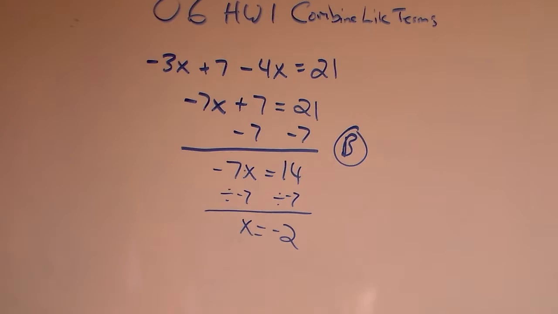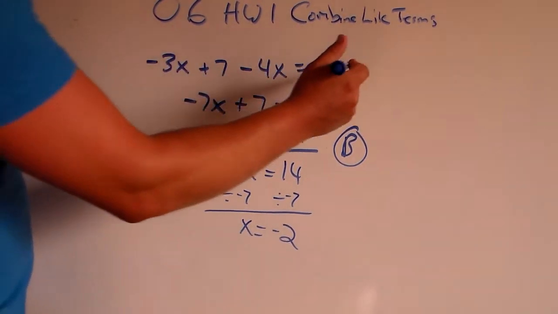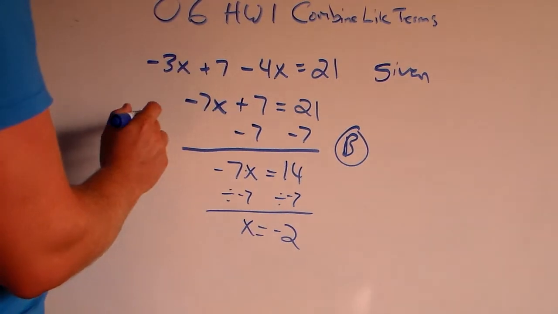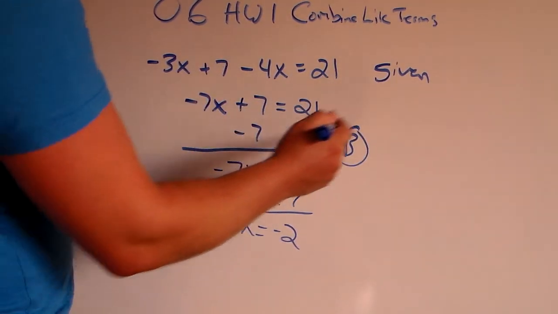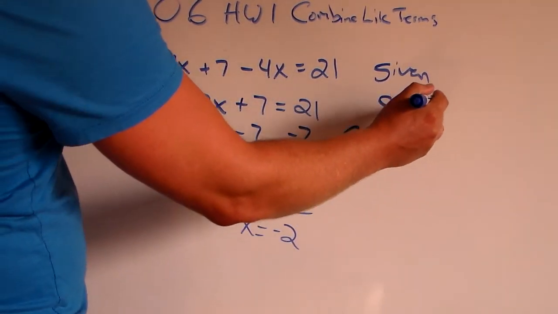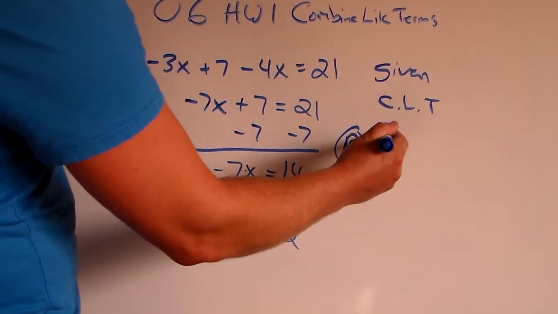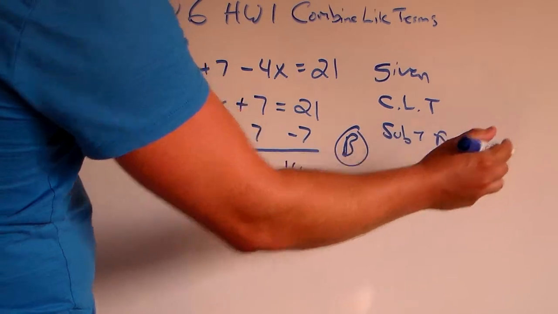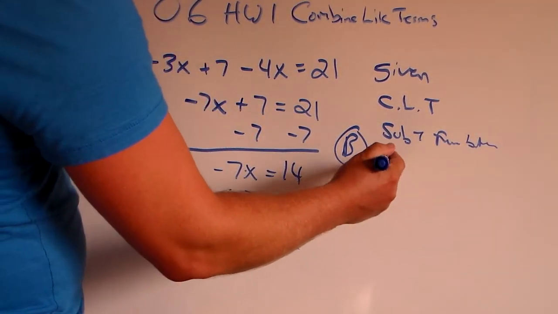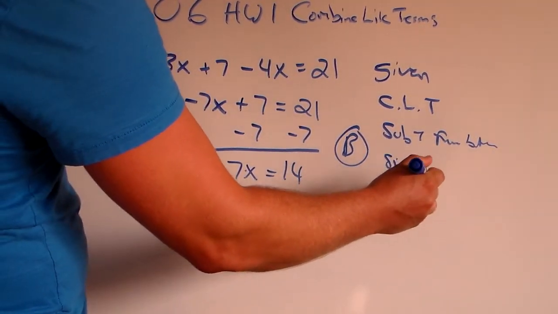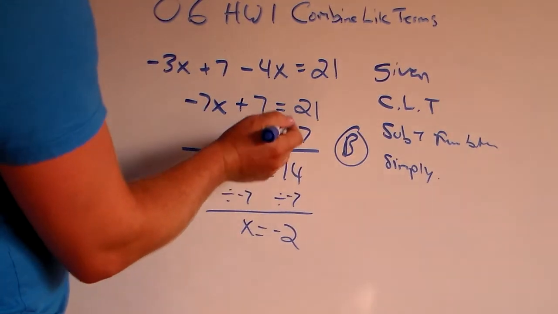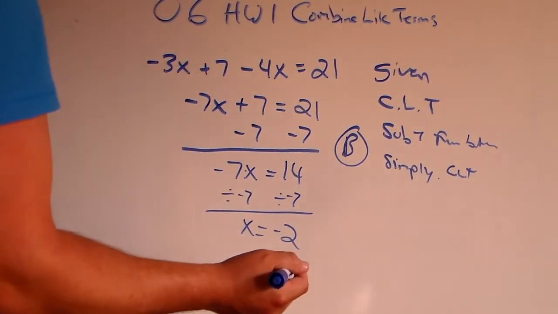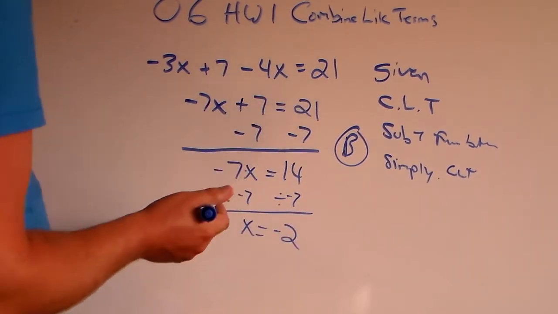We'll go through it step by step one more time. This top line is given. We then combine like terms. We then subtracted 7 from both sides of the equation. Then we just simplified, which is really a combine like terms here on the side, so I'll even write CLT right next to that too. It's technically combine like terms.